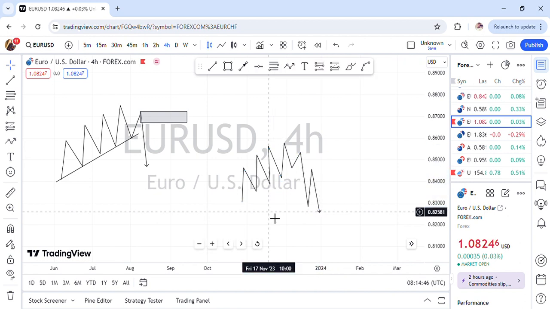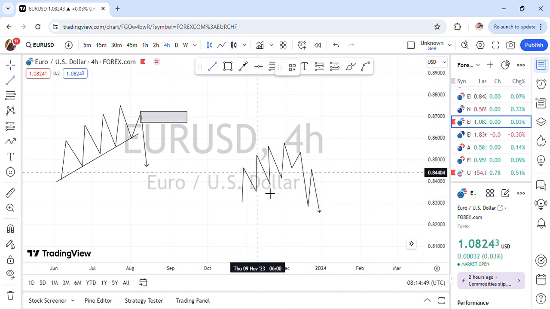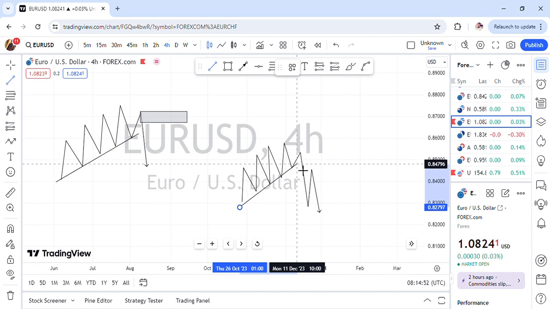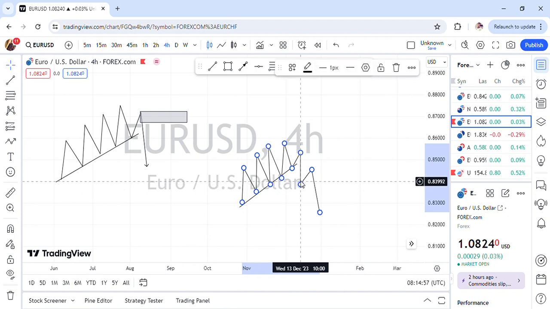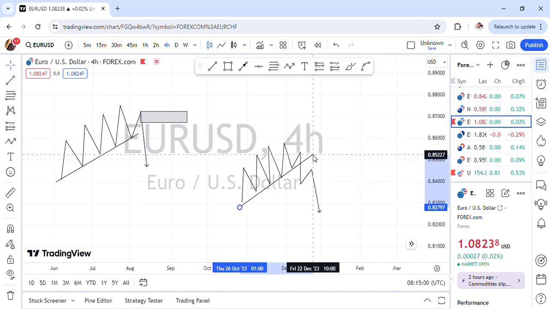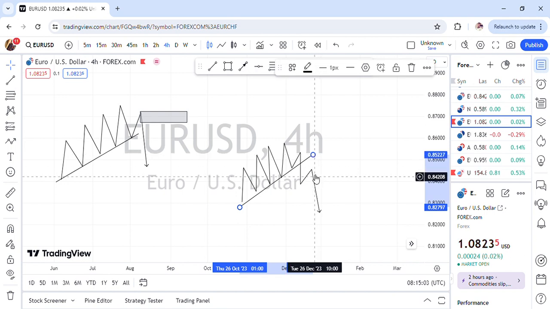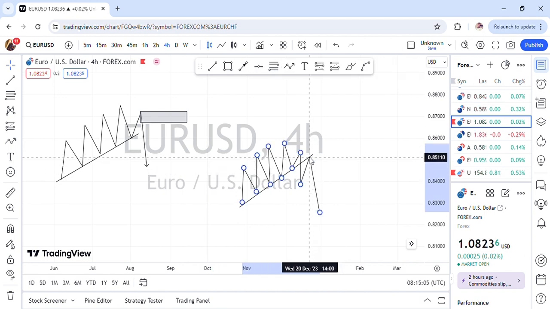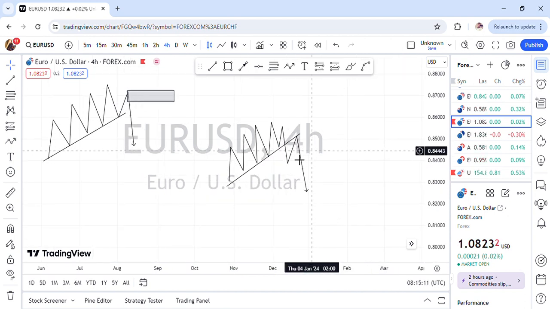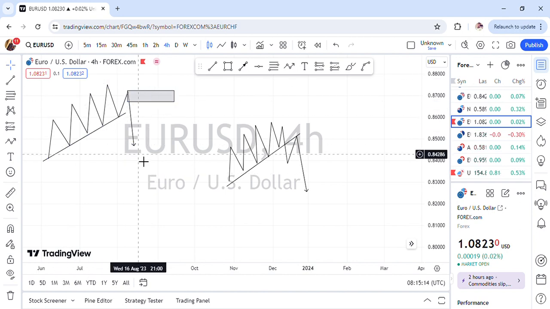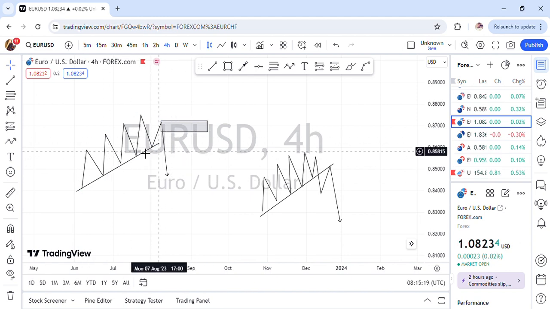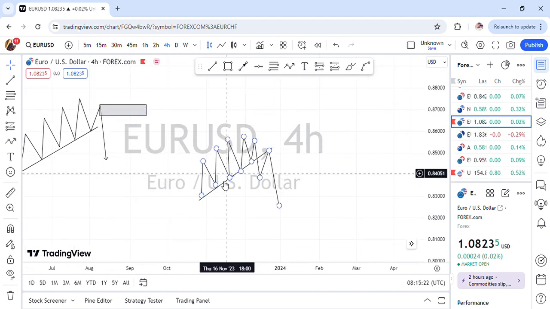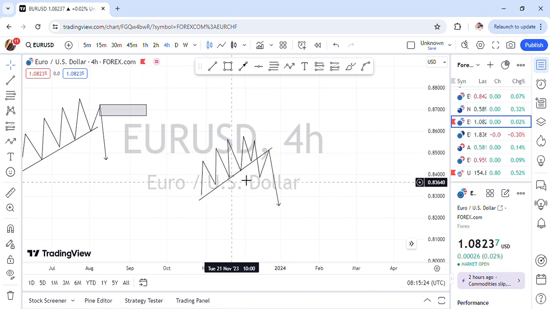I'll rearrange it. Let me just make it clear. Okay, this is a breakout. Then I need to adjust my tool here. Okay, this is case 2. This one is case 1: a break and retest strategy using an order block. This one is a break and retest strategy using the outskirts of the trend line.